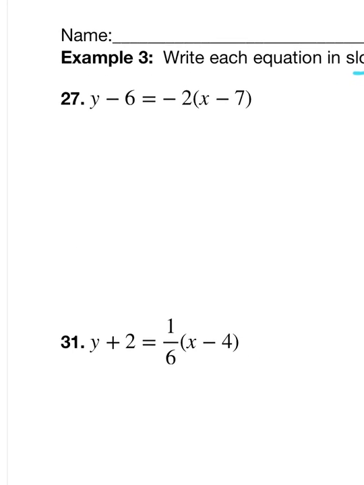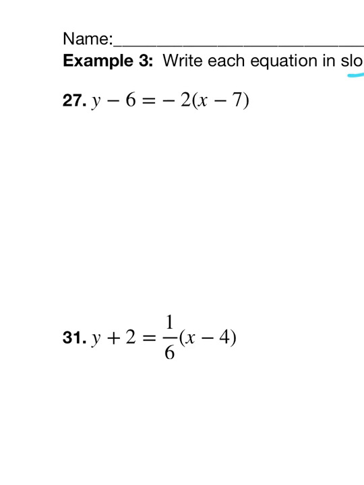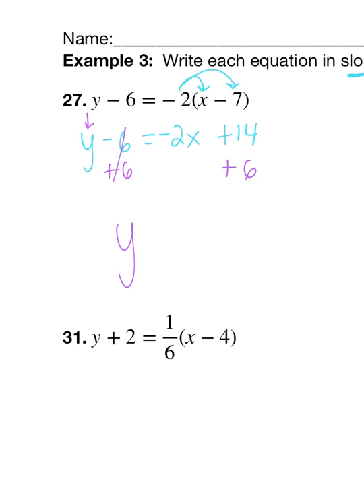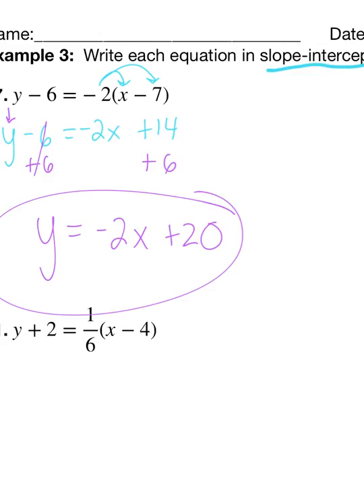So in the first one here, we can start to distribute as our first step. And then we just have to rearrange it so the y is the only thing that we want on the left side. So we add 6. And we're going to basically be done now at this step. That would be your final answer.